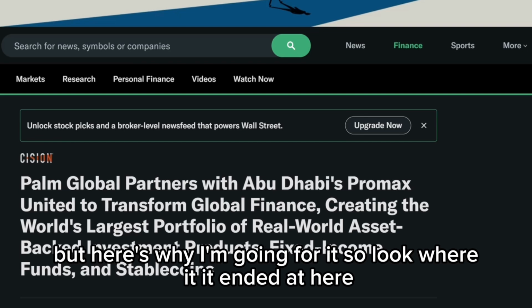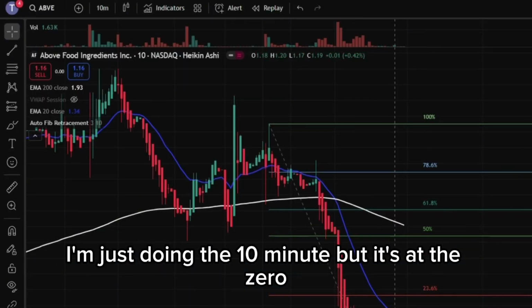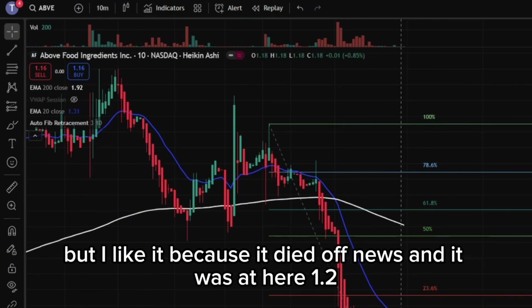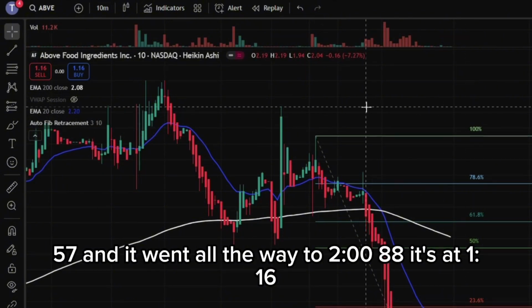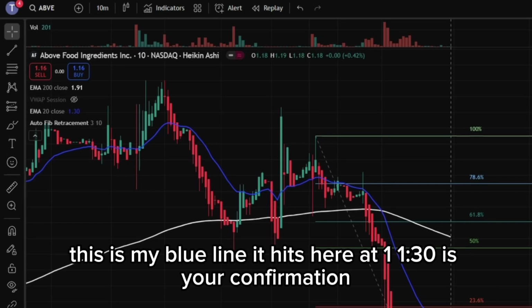But here's why I'm going for it. So look where it ended at here. I'm just doing the 10-minute. You see a small little non-existent volume candle here, but I like it because it died off news, and it was at one point 257, and it went all the way to 288. It's at 116. You guys, wait for it to get to this EMA 20 right here. This is my blue line. It hits here at 130, that is your confirmation.